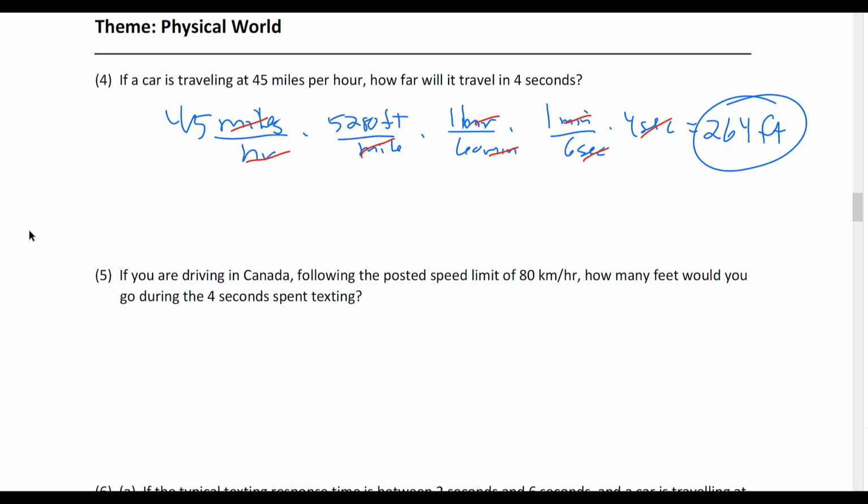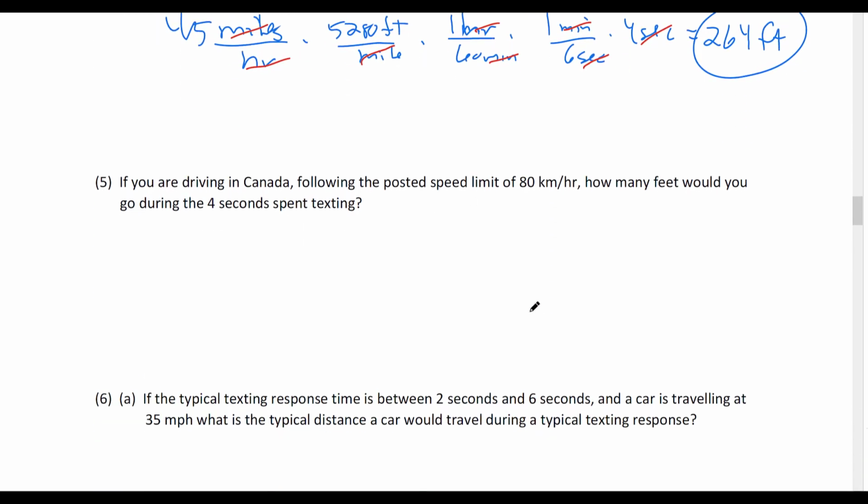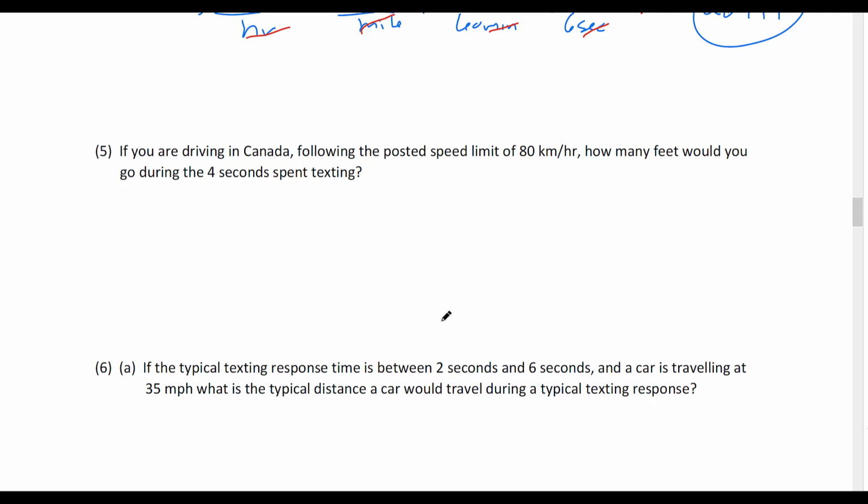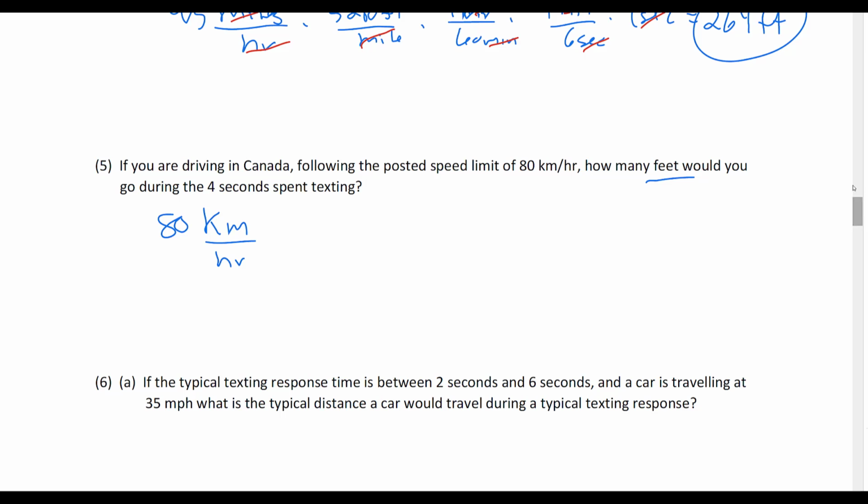Okay. If you are driving in Canada following the posted speed limit of 80 kilometers per hour, how many feet would you go during the 4 seconds? Okay, same thing. So 80 kilometers per hour. We want feet though. I didn't see a conversion from feet to meters. I know it's a little over 3, so let me look at that real quick. May have to break it down to inches.